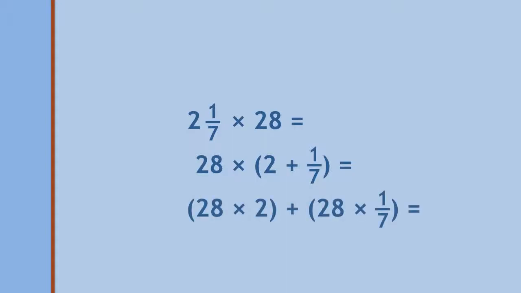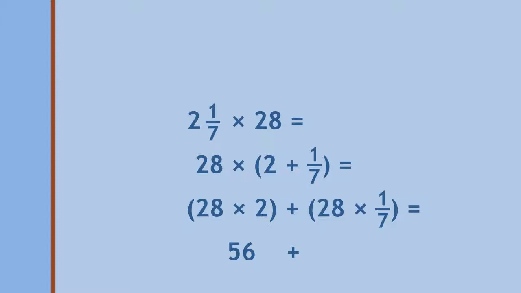So it's going to look like this. First we'll do 28 times 2, and then we'll do 28 times 1/7. So 28 times 2 is going to give us 56, and then 28 times 1/7, well, we can put the 28 over 1 and multiply straight across, which would give us 28, and then 1 times 7 would give us 7. So we would have 28 over 7, and then we need to reduce that.